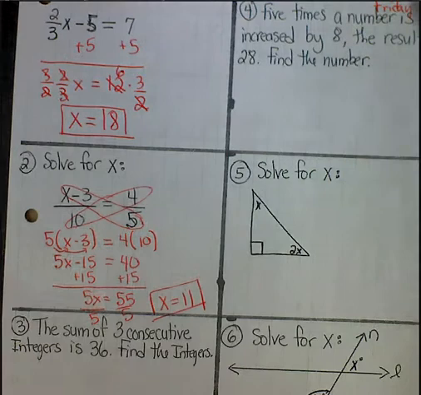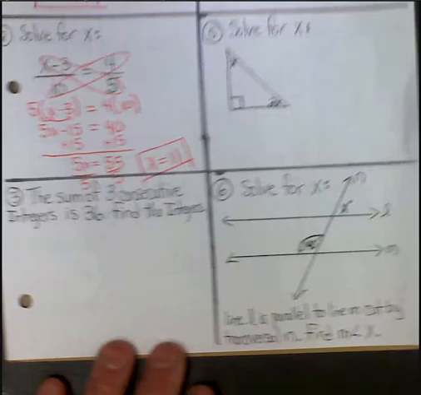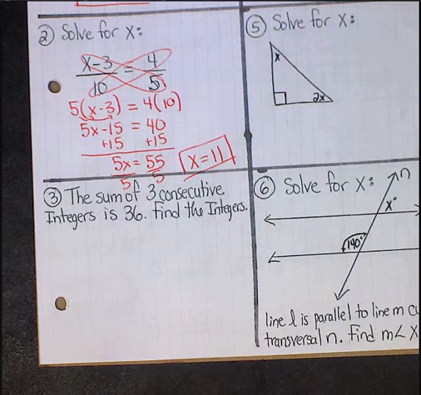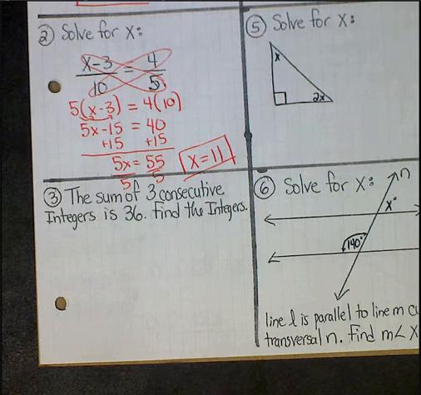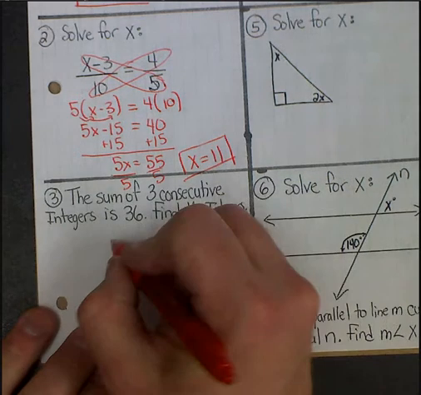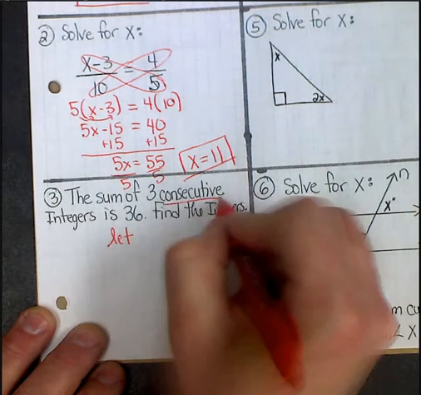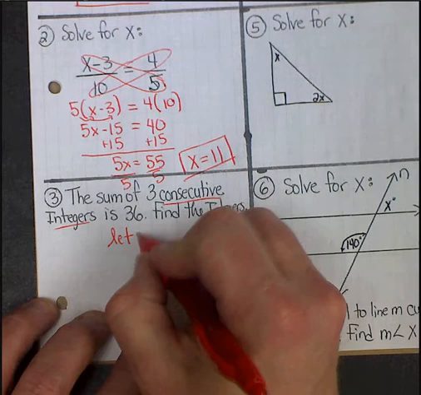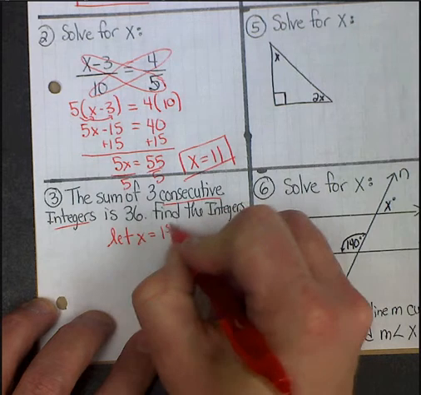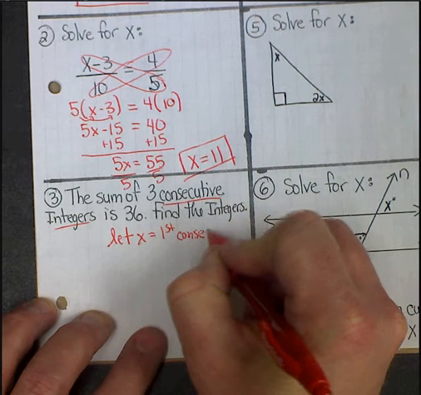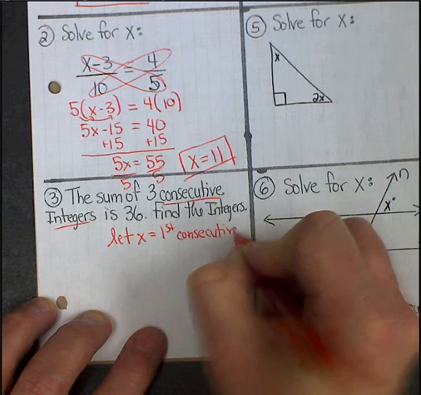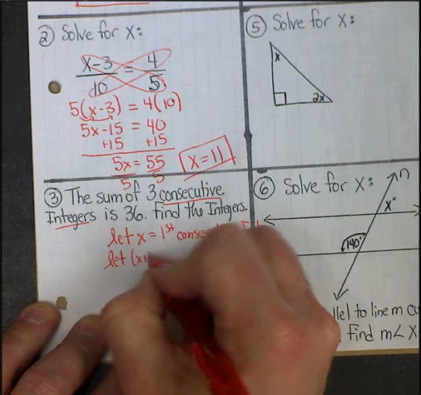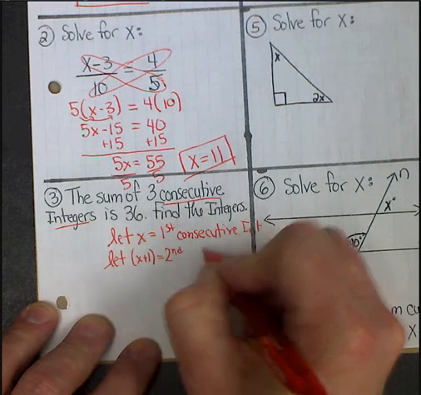Okay, question number 3. Bottom of that page. All right, word problem. And the question says the sum of 3 consecutive integers is 36. Find the integers. Anytime we do a word problem, one of the first things we have to do is figure out what x is. It says in the problem that my 3 numbers have to be consecutive integers. So we know by definition, let x equal the first consecutive integer. Then to get to the next consecutive integer, I'm going to add 1, x plus 1, is equal to the second consecutive integer.